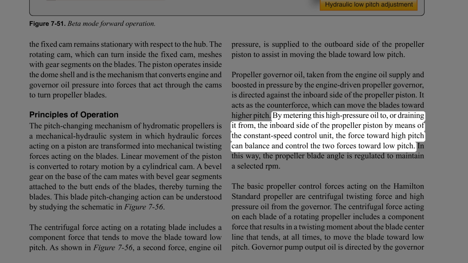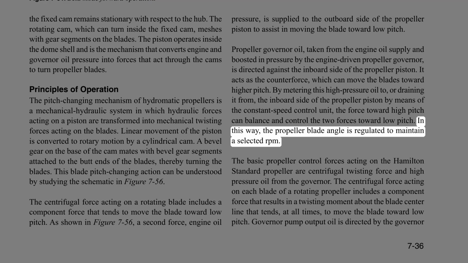By metering this high-pressure oil to, or draining it from, the inboard side of the propeller piston by means of the constant speed control unit, the force toward high pitch can balance and control the two forces toward low pitch. In this way, the propeller blade angle is regulated to maintain a selected RPM.